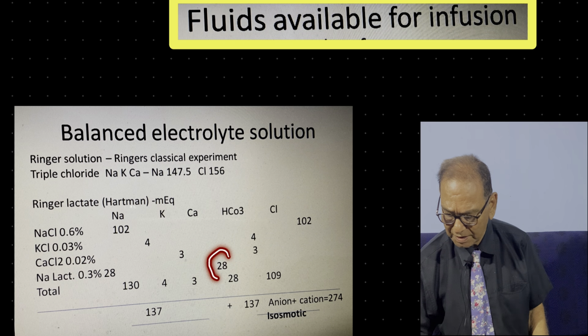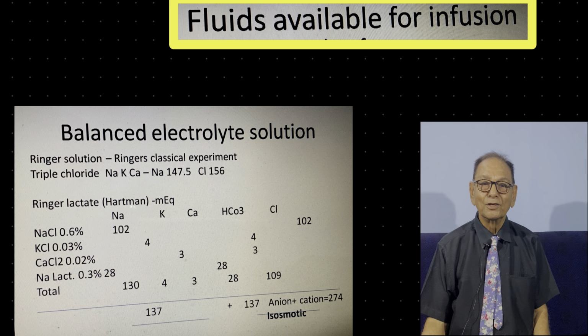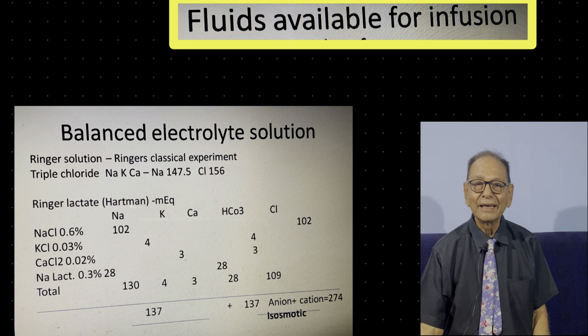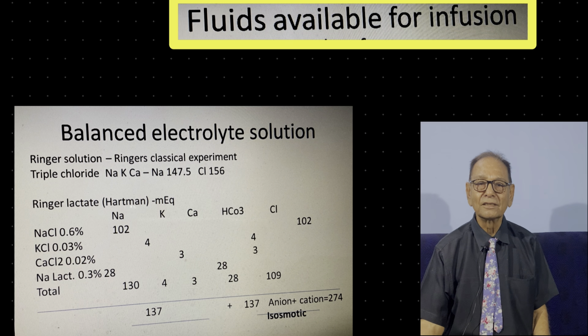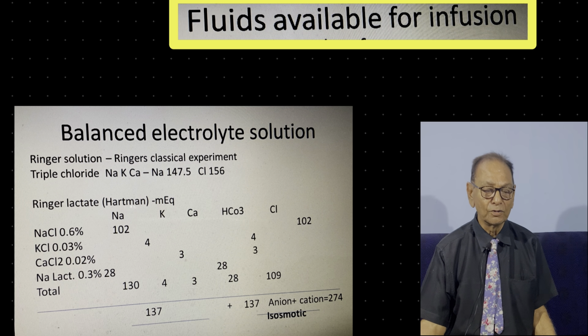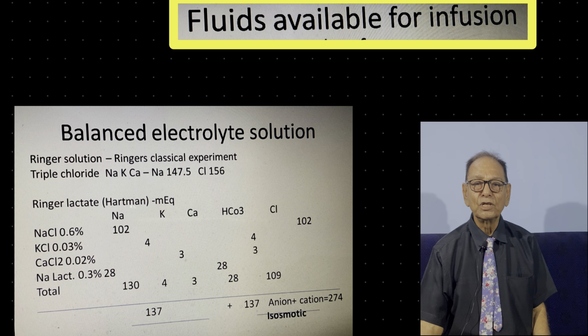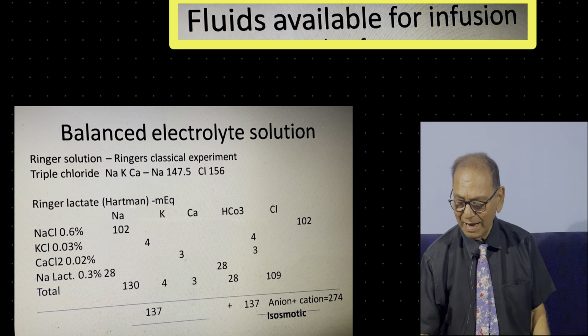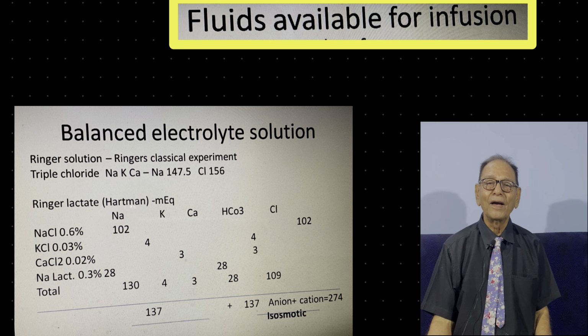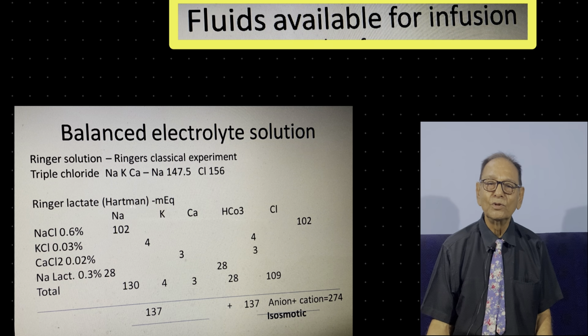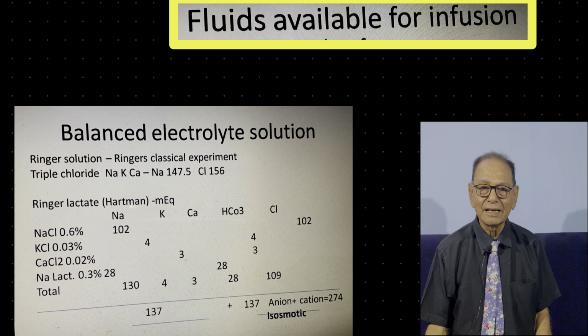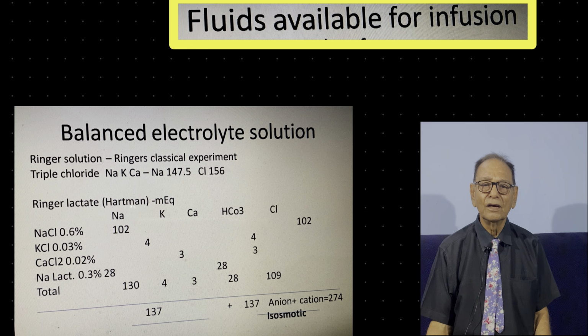It contains 28 lactates. So this solution is useful in most situations, but not in a case where there is alkalosis, like, say, in a case of pyloric stenosis. You can't infuse sodium lactate, which will in turn be converted into sodium bicarbonate, and finally you will aggravate the state of alkalosis. Therefore, we don't use it in alkalosis because it contains lactate. Otherwise, in shock and other conditions, when there is acidosis, this is a very good solution.